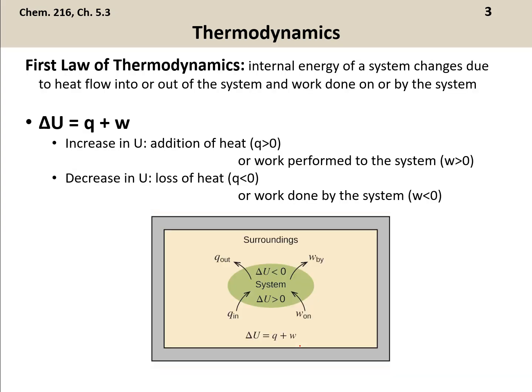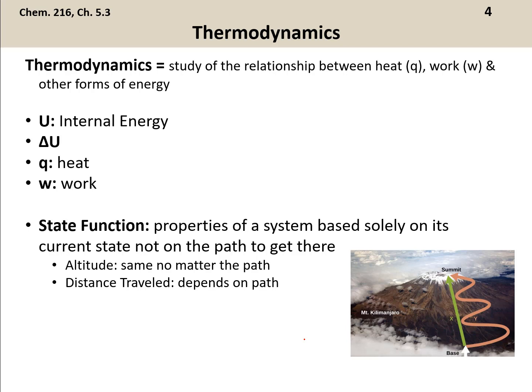And let's remember the first law of thermodynamics that we talked about, and that's that delta U, the internal energy of a system, is equal to the heat flow, which is Q, plus W, which is work. So delta U equals Q plus W. All right, now we should talk about why we're talking about delta U and not just U. U is internal energy. But U is what we call a state function.